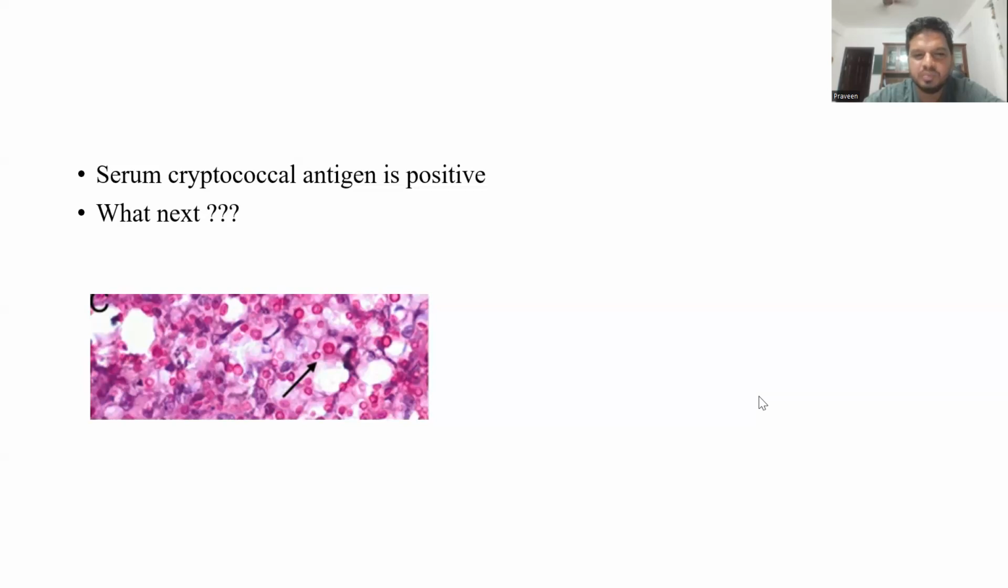There was a question about how to investigate for the dissemination of Cryptococcus. Can you tell the three most common sites of Cryptococcus involvement? CNS, lung, and skin. So skin is the third most common site of involvement of Cryptococcus. So what is the best way of investigating the dissemination of Cryptococcus in this patient?